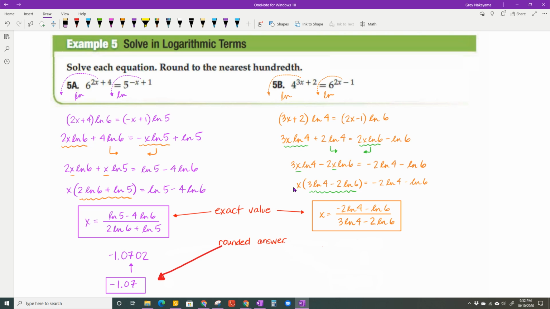So that, again, is your exact value. Put it into class calc, then you get negative 7.93. Rounded to the nearest hundredth, I'm going to have negative 7.93, and that is your rounded answer. So again, got to make sure you pay attention to those directions. Okay.